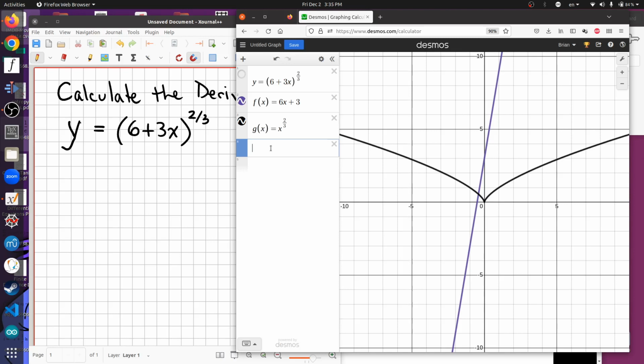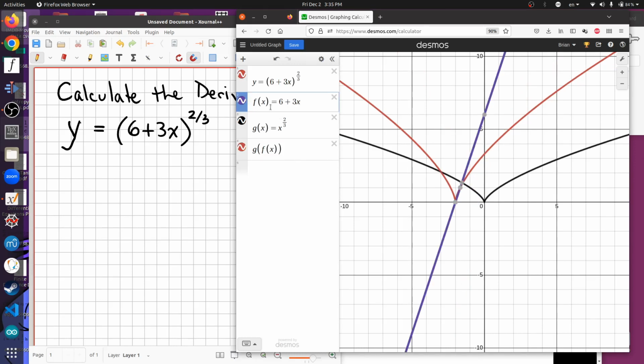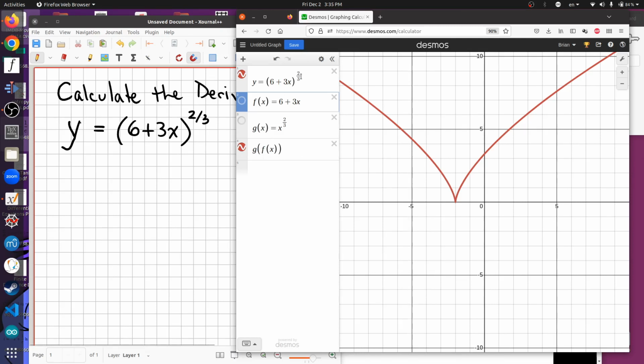So let's look at what happens if we take g of f of x, and we compare that to our original function, and it's looking different because I defined my f wrong, differently at least. So I'm saying 6 plus 3x, and now let's check, are these the same function? They are indeed. So we're doing two procedures, and because I have a function inside of a function, I need to use the chain rule to evaluate the derivative here.